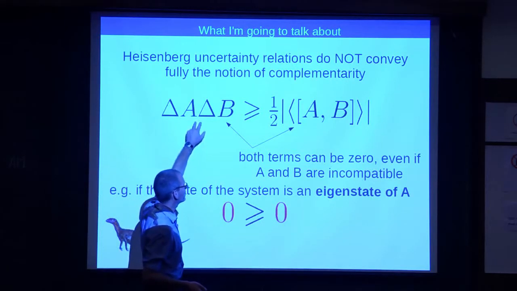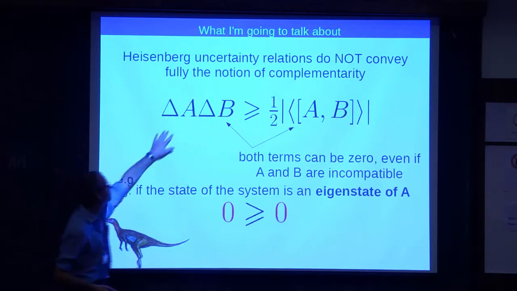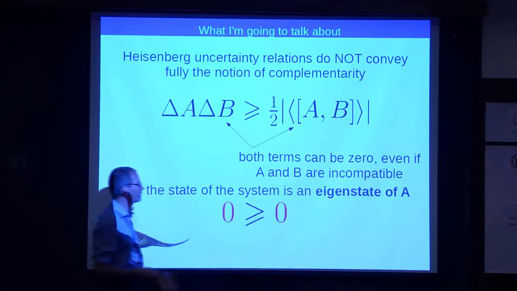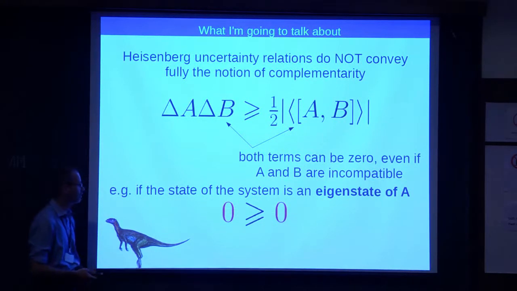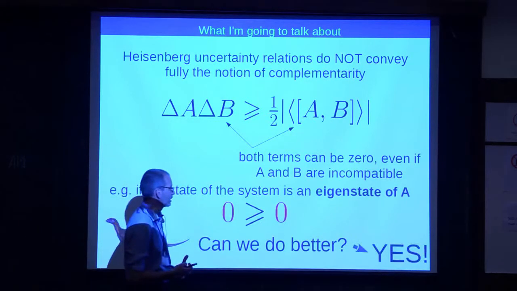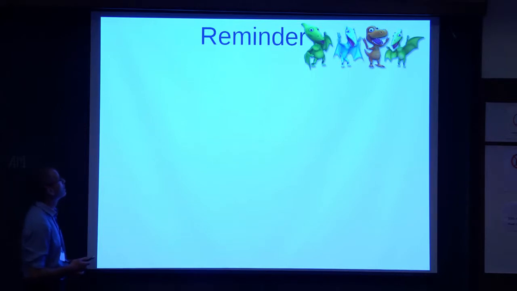So, for example, if you take the state of the system to be an eigenstate of A, then this product is 0. The expectation value of the commutator is 0. I mean, this is really not very useful. So can we do better? This is our question. And the answer is yes, we can do better.